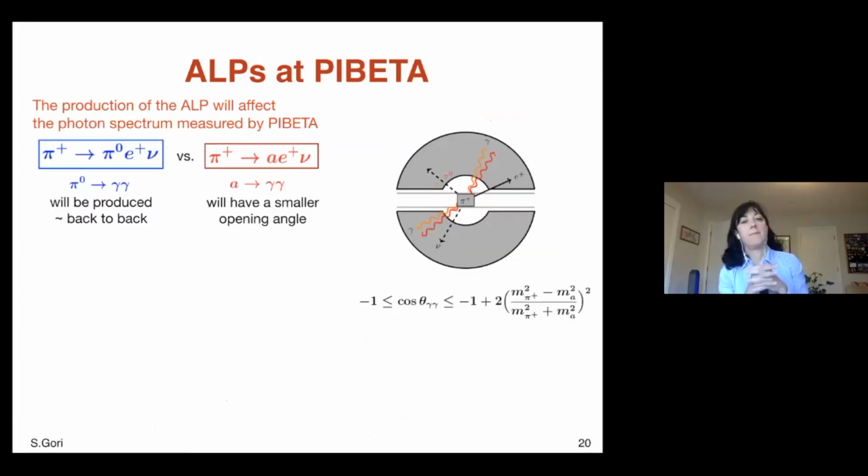What about PIBETA? As we were mentioning at the beginning of the seminar, PIBETA is looking for a pi plus going to pi zero, positron and neutrino. Again, if you have the pi plus going to an ALP, positron and neutrino, with the ALP going to gamma gamma, you will have some contribution to the PIBETA data. Of course, the difference here will be that the angular distribution of the photons will be different. We expect that the photons coming from the standard model pi zero will be basically back to back, because the pi zero and the pi plus have a similar mass and the pi plus is decaying at rest. The ALP will have a generic mass, so in general the photons will have a different angular distribution, and they will in general have smaller opening angles.